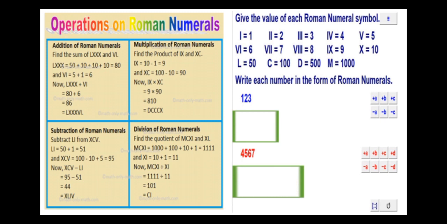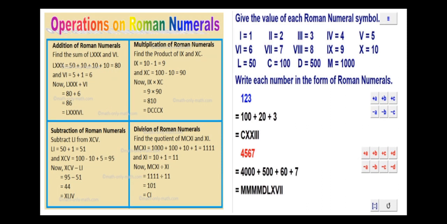Write each number in the form of Roman numerals. 123. 100 plus 20 plus 3. In Roman numerals, CXXIII. 4,567. 4,000 plus 500 plus 60 plus 7. In symbols in Roman numerals, MMMMDLXVII.